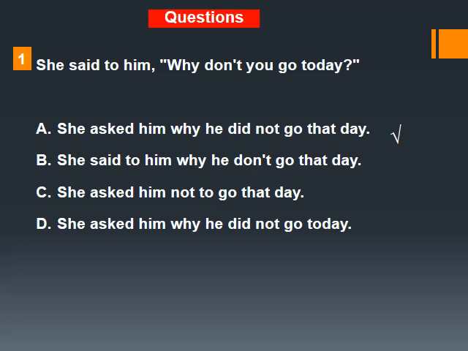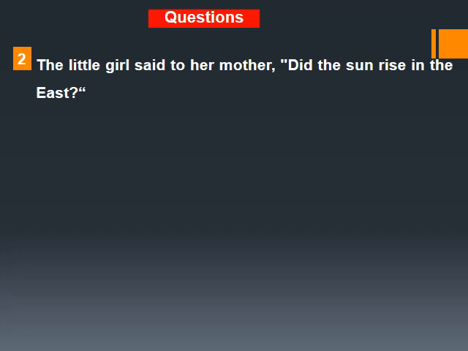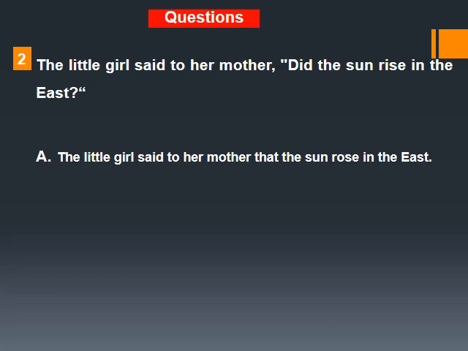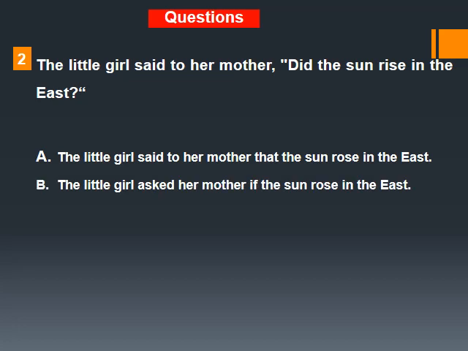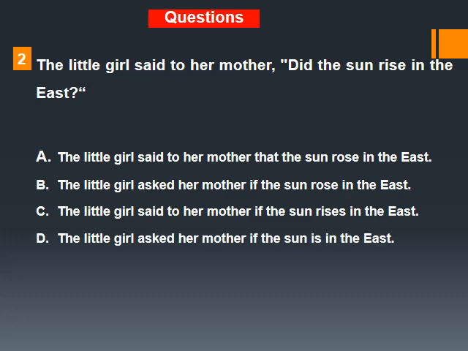Second question. Question number 2. The little girl said to her mother, "Did the sun rise in the east?" Again here, this is a direct speech, direct statement. Quotation, question mark. Let us see what are the options. A. The little girl said to her mother that the sun rose in the east. B. The little girl asked her mother if the sun rose in the east. C. The little girl said to her mother if the sun rises in the east. D. The little girl asked her mother if the sun is in the east. You can see all these cases, no quotation, no question mark.